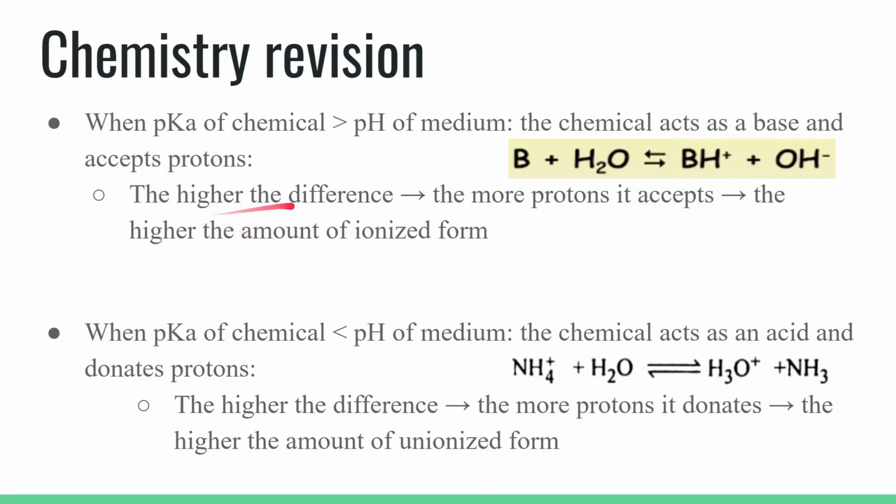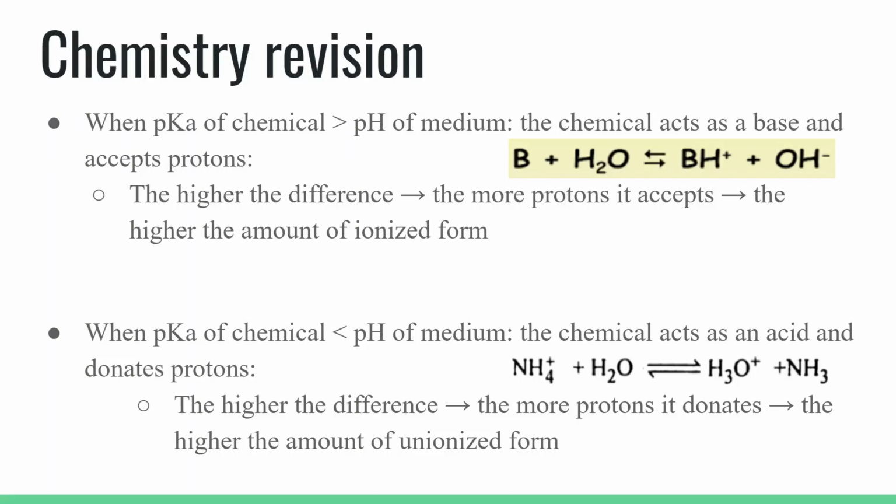The base is going to accept protons, and it's going to become ionized. Okay? The higher the difference, the more protons it accepts, and the higher the amount of the ionized form. يعني, if the difference between the pKa of the chemical and the pH of the medium is very high, for example, if the pH was 2 and the pKa was 10, this means that the medium is very, very acidic and the chemical is very, very basic, which means the reaction between them is going to be strong, so there will be a high acceptance of protons, which means that the higher the amount of ionized form of the base, most of the base is going to exist in the ionized form.